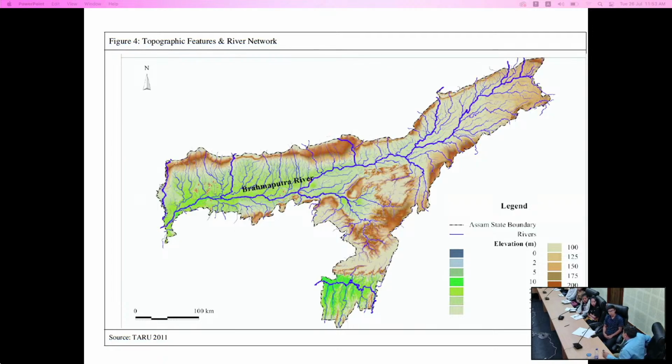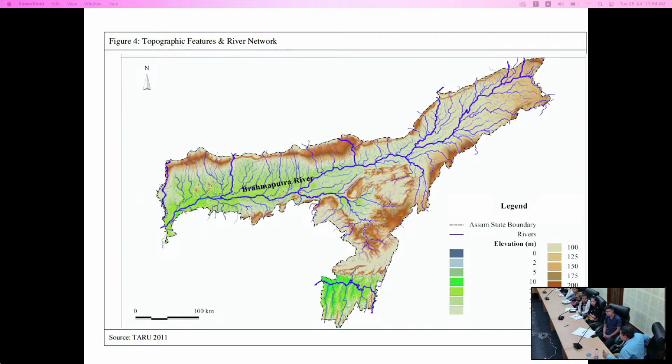What do you see in this map? Let me know. Tell me straight, directly. Yes, loudly. Some tributaries joining the Brahmaputra river. Okay. Anybody else? What does this map mean to you? That's it. There are so many streams or rivers.